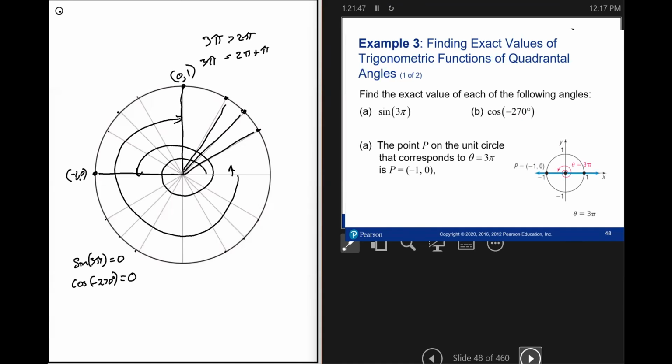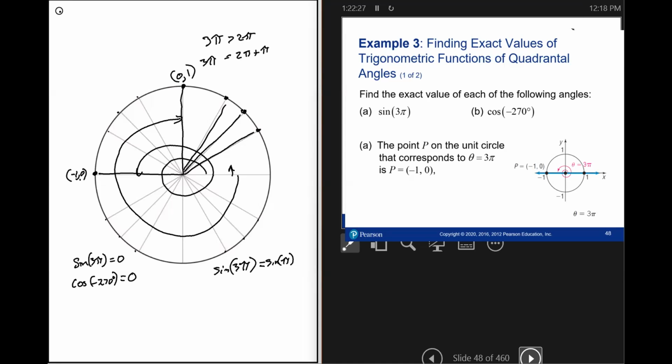And so, yeah, it goes one around and it still winds up at the 3 pi. Sine of 3 pi is the same as the sine of pi. So if the angle is greater than 2 pi or greater than 360, then you have a reference angle which is less than 2 pi or less than 360, which has the same terminal side.